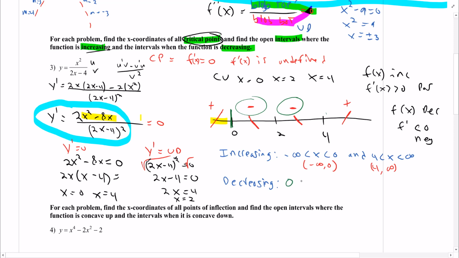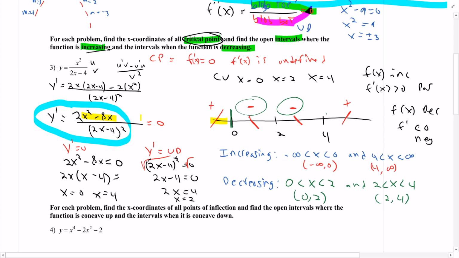So I'm going to be picky here. 0 to 2 and 2 to 4, right? Which I could also express as intervals. You choose one of those, right?